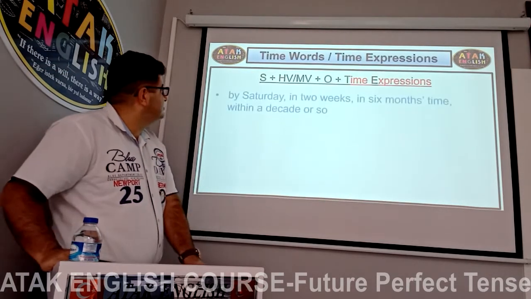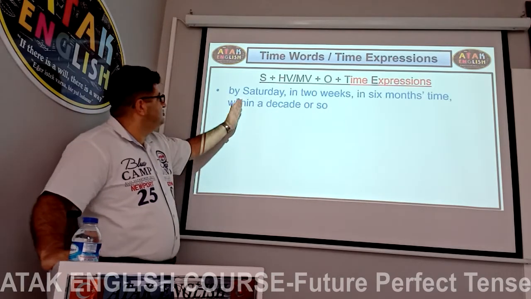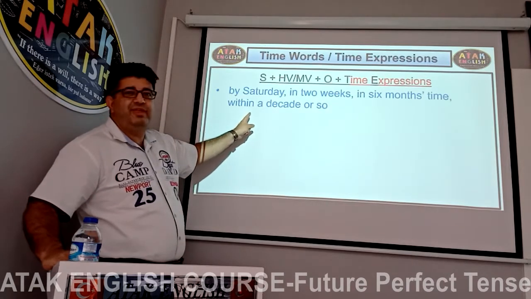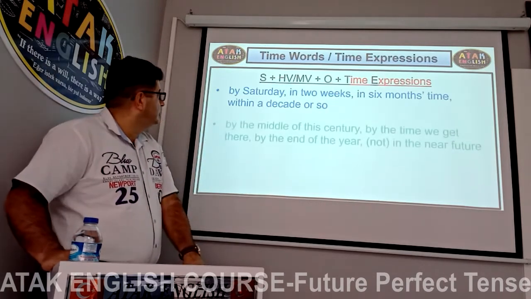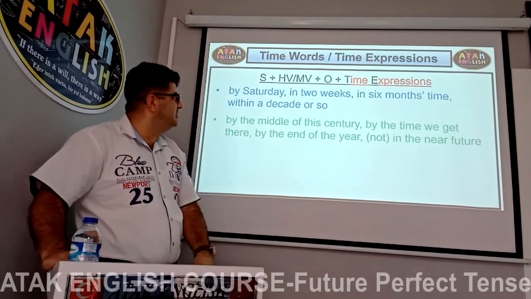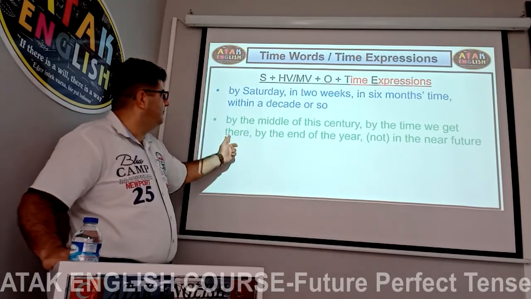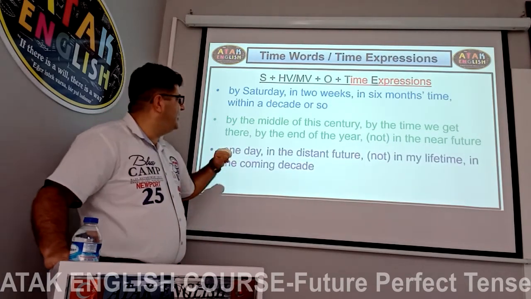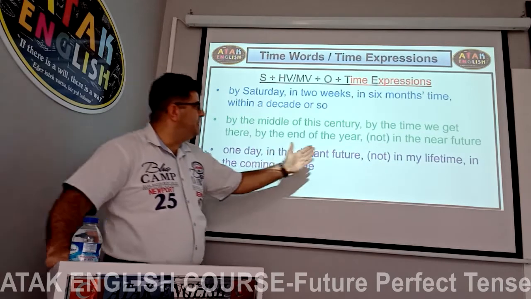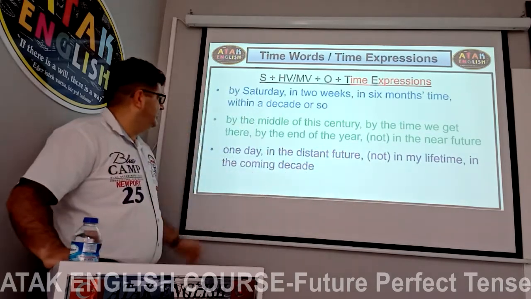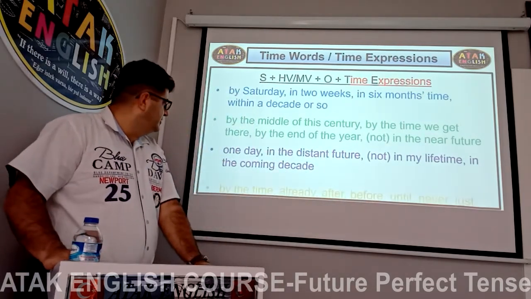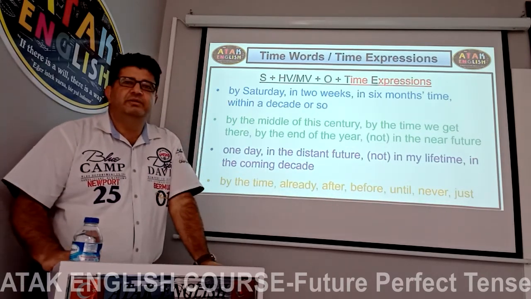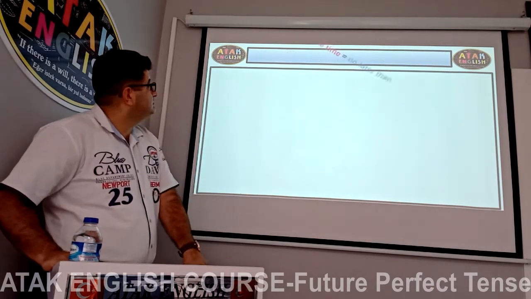Okay, time expressions. In future perfect you can say by Saturday, in 2 weeks, in 6 months' time, within a decade or so. You can also say by the middle of this century, by the time we get there, by the end of the year. You can also say one day in the distant future, in my life or not in my life, in the coming decade. You can also say by the time, already, after, before, until, never, just.